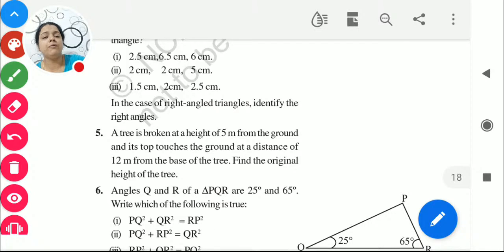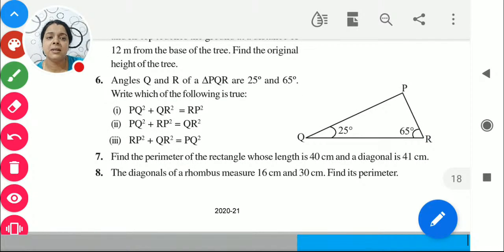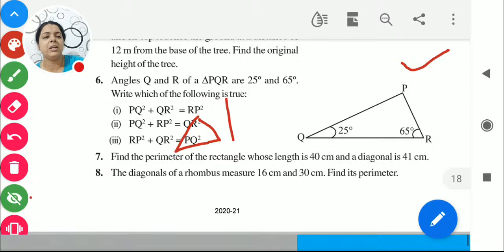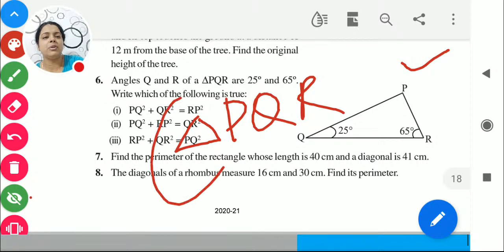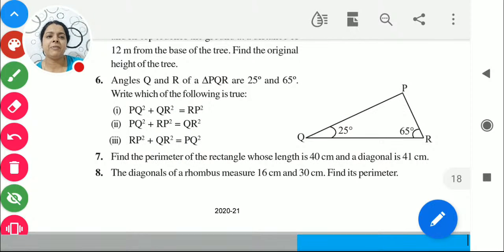Now let's go for the next question. It is question number 6. Angles Q and R of triangle PQR. You can see the triangle given, PQR. Angle Q and angle R are 25 degree and 65 degree. Which of the following is true? One is 25 degree, another is 65 degree.